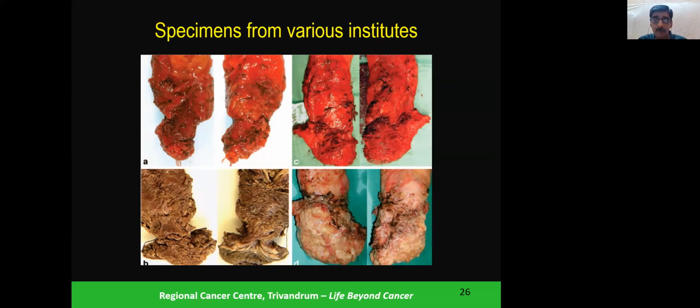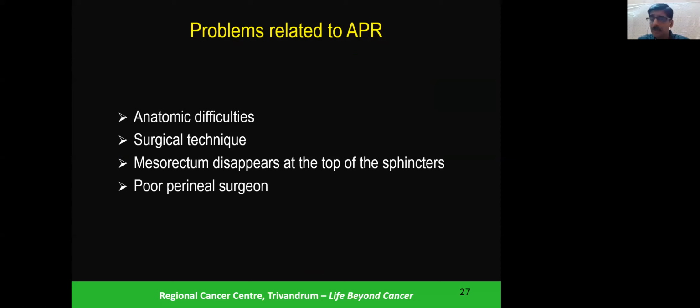That is, APR patients were not having a good specimen when compared to patients undergoing AR. That is the reason why APR patients were doing bad. You know the difficulties in doing an APR. One is the anatomical difficulties. The surgical techniques are different.